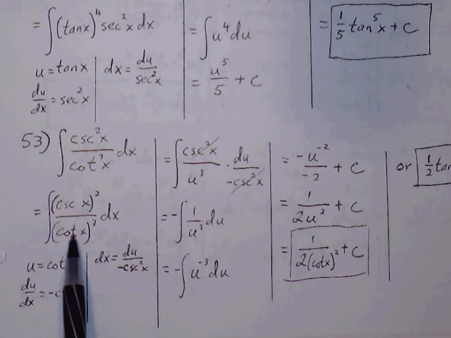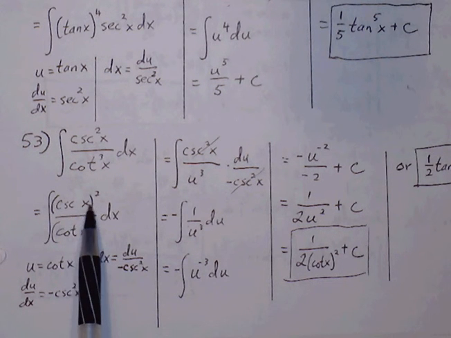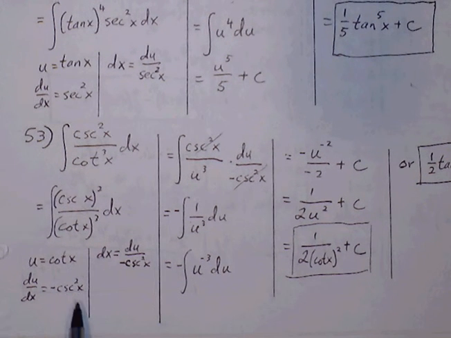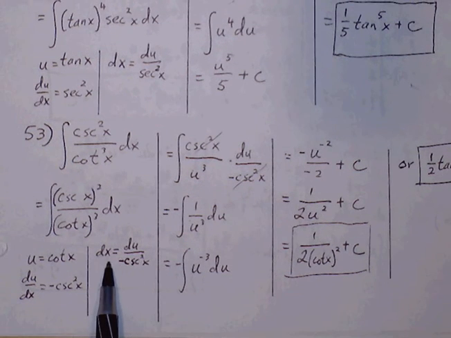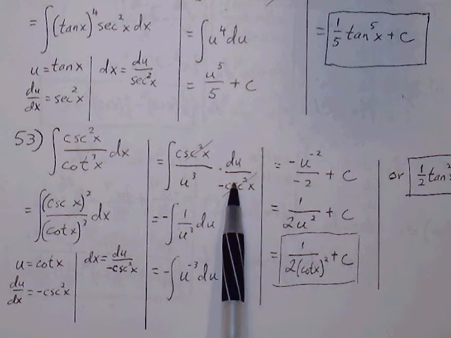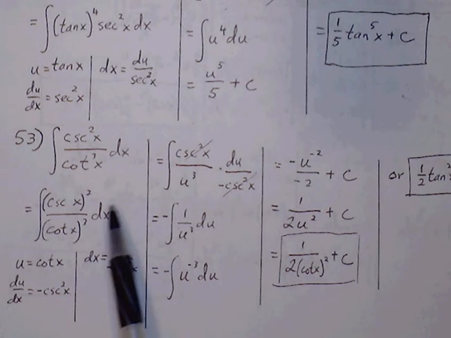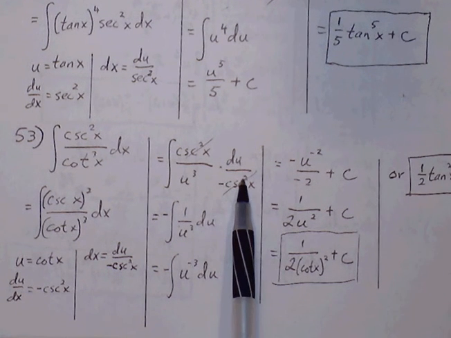But if we let the u value be cotangent x, then the derivative will be negative cosecant squared x, which will nicely cancel out this. So that's what we're going to make our decision on. U is cotangent x, du over dx is negative cosecant squared x. Cross multiply, solve for dx. dx will be du over negative cosecant squared x, and cotangent gets replaced with u, so u cubed. Cosecant squared nicely cancels out.